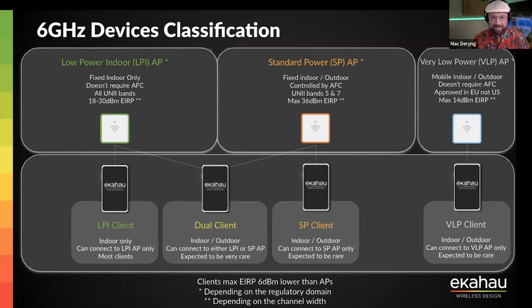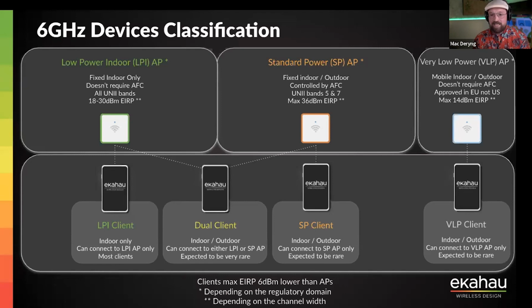In Europe, it will be less than that. And then you have LPI clients that can connect to LPI APs. You cannot have any client connecting to any type of access point. So an LPI AP supports only LPI clients. Then you have standard power, SP APs, and you can see that you can now use them both indoor and outdoor, and they support higher EIRP.